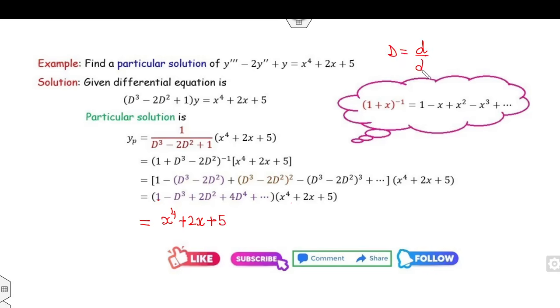Capital D is my d over dx. Then what is that capital D square? It is the second derivative. D cube is the third derivative. So can you find the third derivative of this?